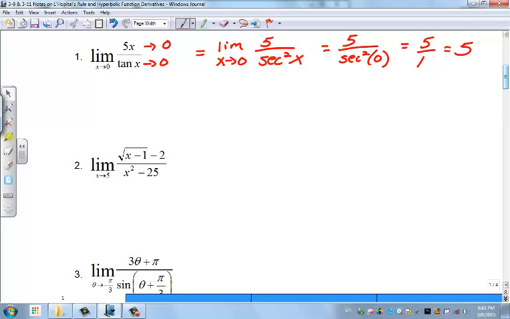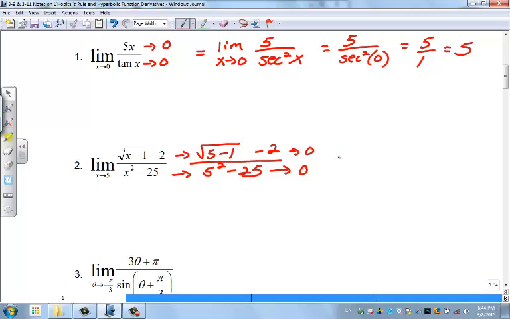Let's look at the next one. If we plug in here, the top, if we plug in 5, what do we get? Well, the top approaches radical 5 minus 1 minus 2. The bottom approaches 5 squared minus 25. So the top, 2 minus 2, approaches 0. Bottom, 25 minus 25 approaches 0. So once you've shown it approaches 0 over 0, by plugging in, now you can use L'Hopital's rule.